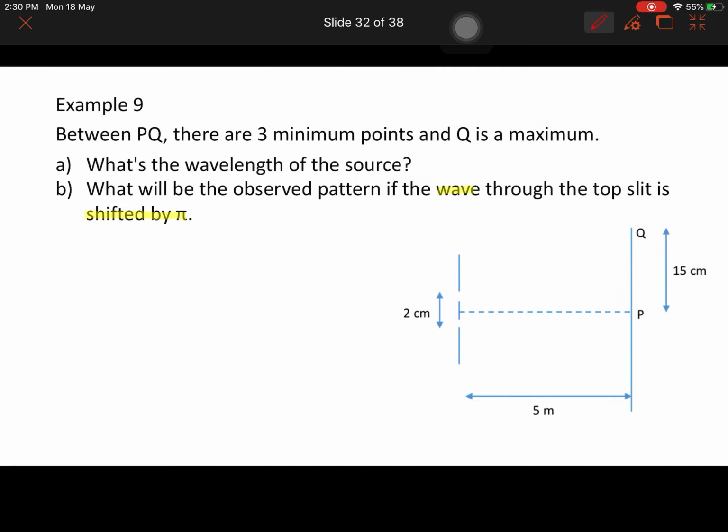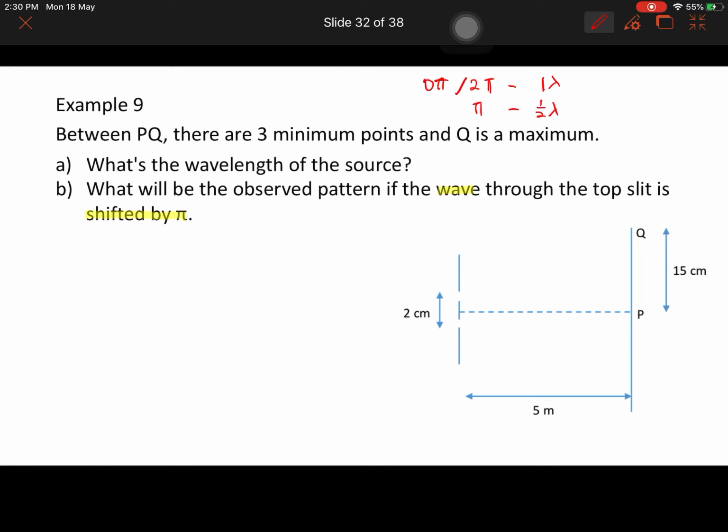Well, we know that when there's a path difference of 2 pi, there'll be one wavelength, isn't it? So either 2 pi or 0 pi, that means that your two waves have got no path difference. But when we say that the wave is shifted by pi, it means that it has been shifted by half a wavelength. So the wave will either have been shifted to the right or shifted to the left, it doesn't matter, by half a wavelength.